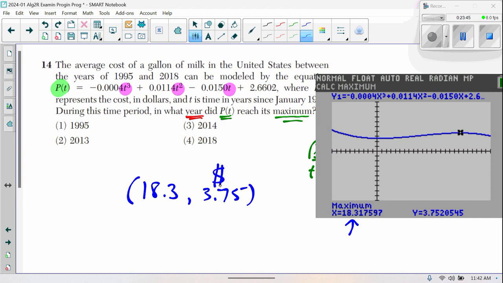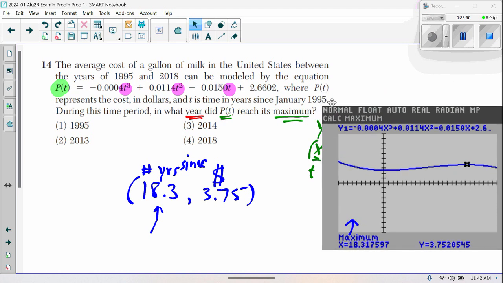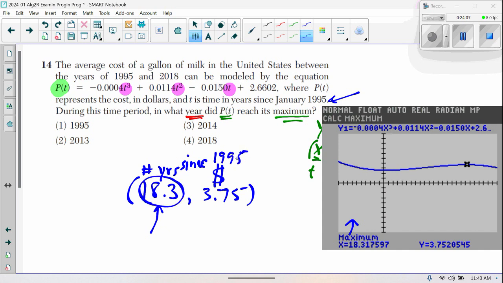So this is going to be the cost, the highest cost we have. This is the number of years since 1995. So if they're looking for the year, I've got to add this to 1995. What I don't like about this problem, children, is the following. That would give me 2013.3.